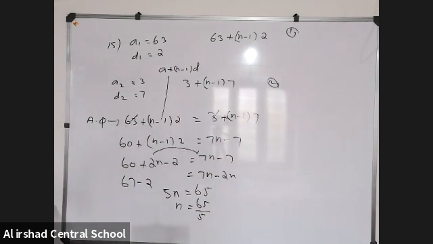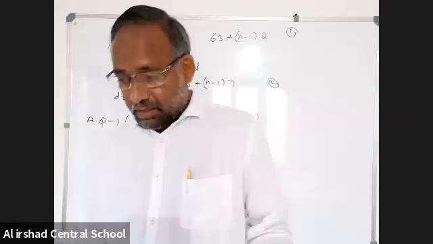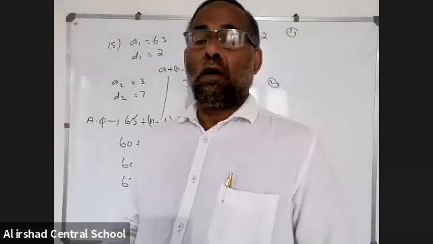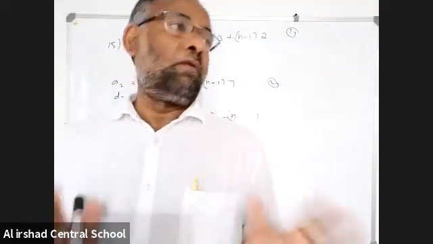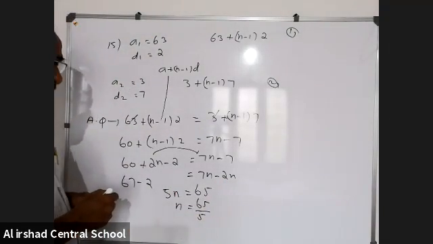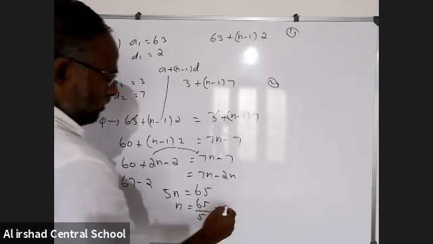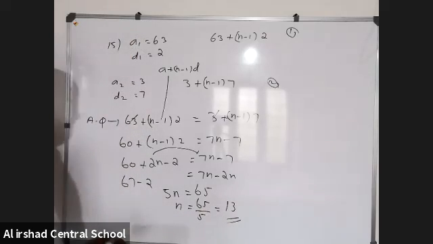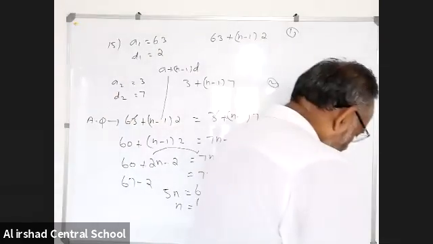I think you understood. See, very good linear equation. That is why I told you that chapter is very important, linear equations, in classes 8, 9, 10. Half of math is algebra. Alhamdulillah, you studied that very nicely. So 65 divided by 5 is 13. So n is equal to 13. I think this is the last answer.